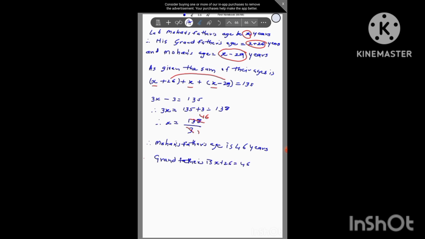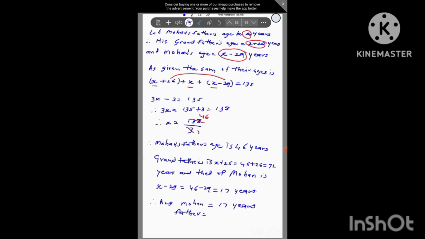And Mohan's age, Mohan was 29 years younger than his father. So it will be x minus 29, which is 46 minus 29, it will be 17 years. Okay, so this is how I have to solve such type of examples. We write it in a series. 17 years, father is 46 years, and grandfather 72 years.